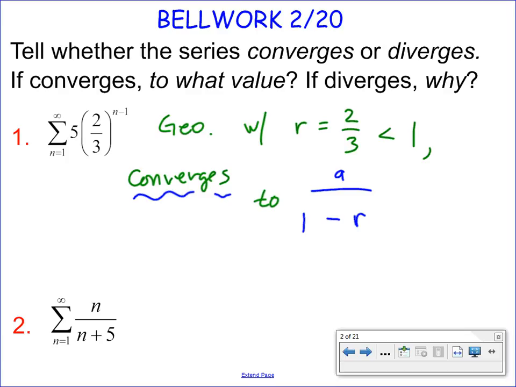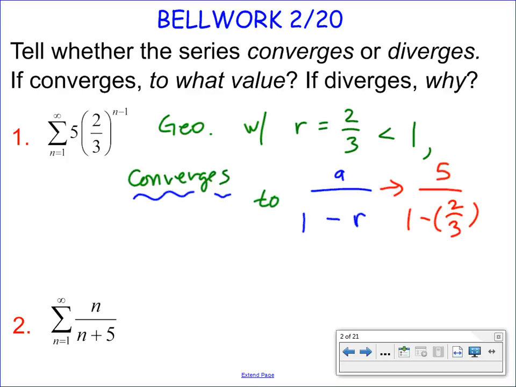It's not necessarily 5, right? However, when I plug in 1 and evaluate the first term given my nth term rule, 1 in for n minus 1 is 0. 2/3 to the 0 is 1 times 5 is 5. So it looks like the first term is 5, yes? So a is 5, which means that this must converge to 5 over 1 minus r.